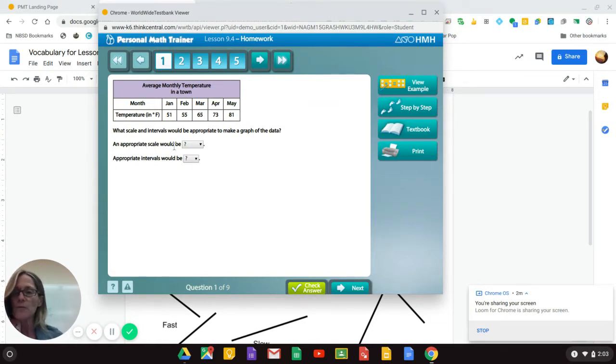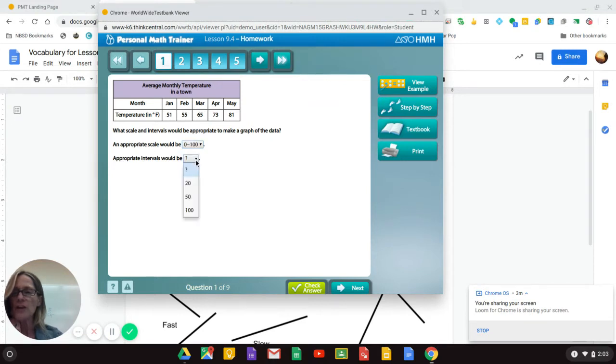So let's see what an appropriate scale would be. What are my choices? 0 to 50, that wouldn't include the months March, April, or May. 20 to 60, that would leave out April and May. 0 to 100. 0 to 100 would show all of those numbers, right?